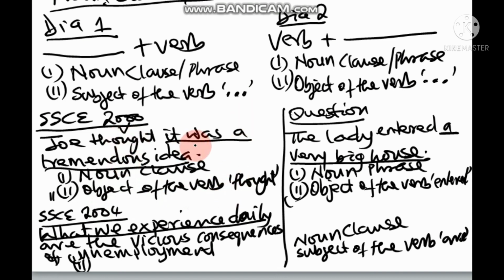Now, is it a clause or a phrase? Remember again, it is what? A clause. How do we know it's a clause again? It contains "was." "Was" is a past tense verb. So that makes it a clause.